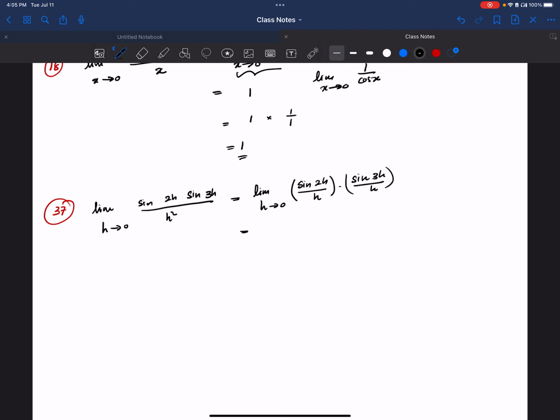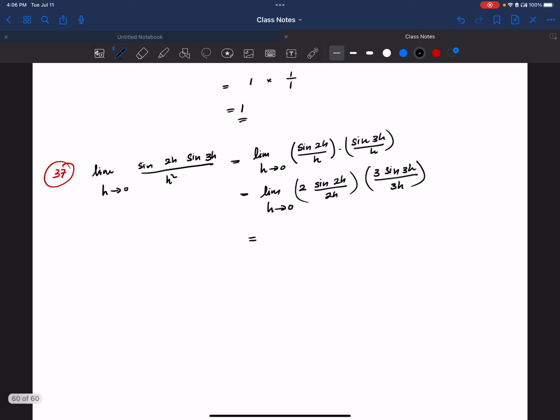And then I can multiply this portion by 2 and the other portion by 3 like this. Limit as h goes to 0 of 2 times sine 2h divided by 2h, and then the next part, 3 times sine 3h divided by 3h, and then we have the limit as h goes to 0.